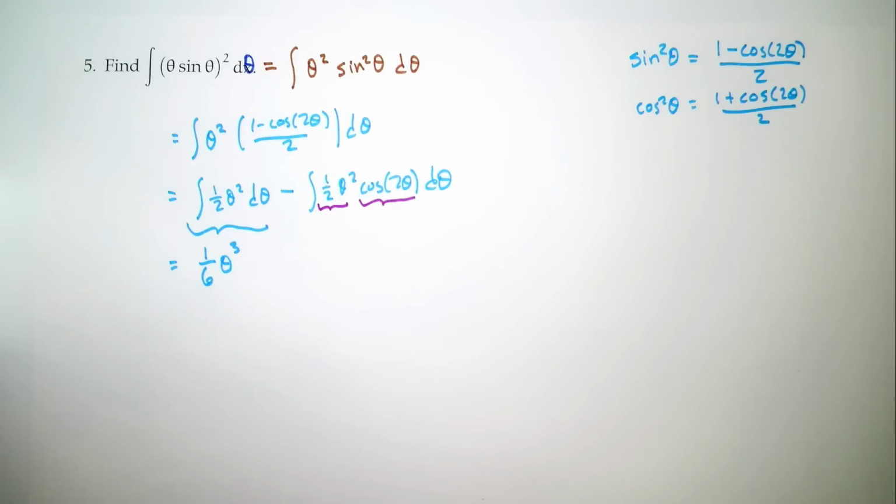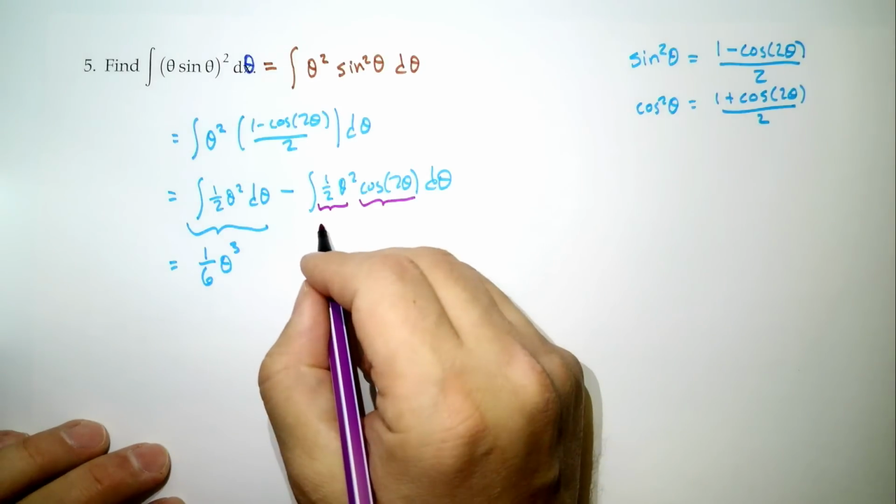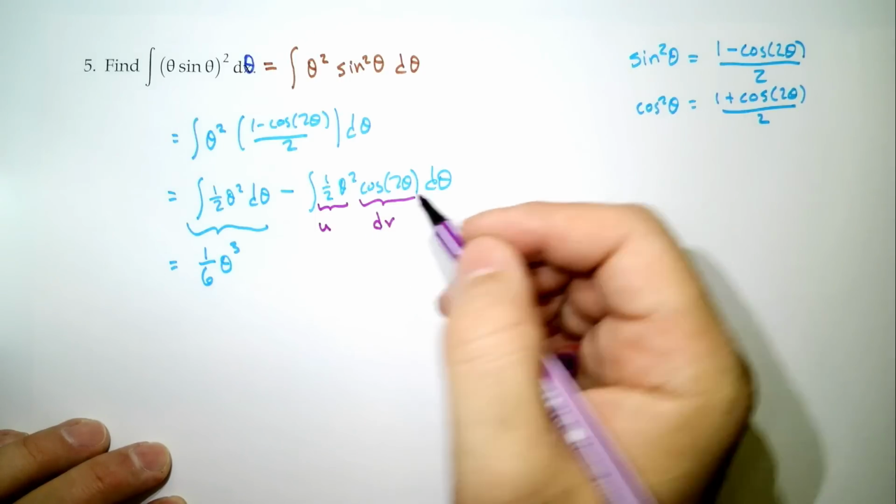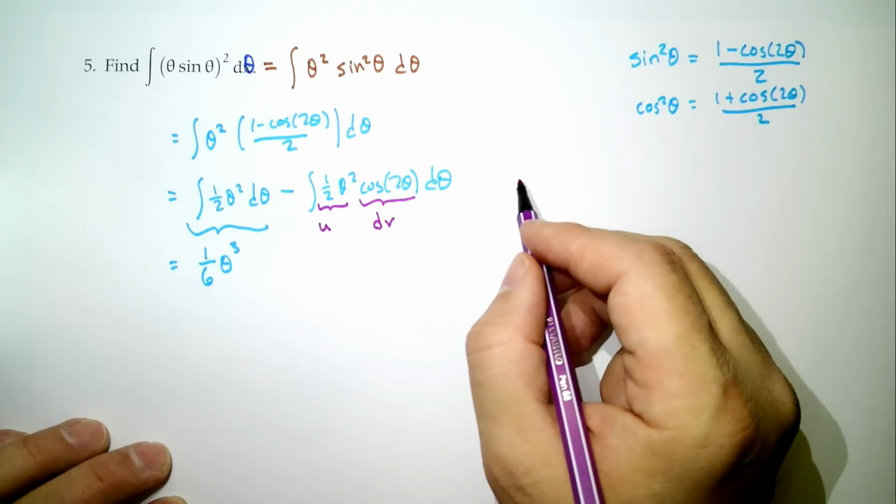The theta squared part. The reason why that should be u is because if you have a polynomial and you keep making that your u part and you just keep going, eventually it disappears, because after enough derivatives, it goes away. So this will become our u, and this will become our dv. And so you have to do a little bit of work here.